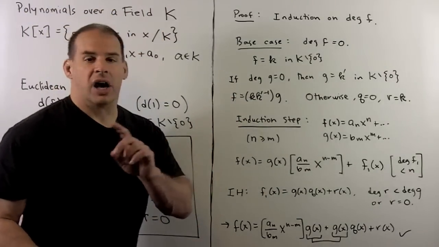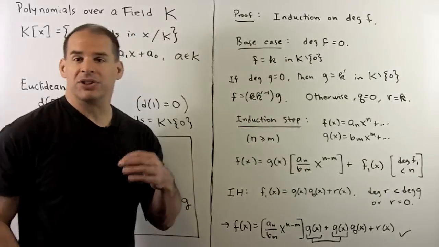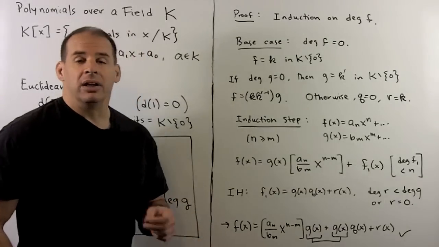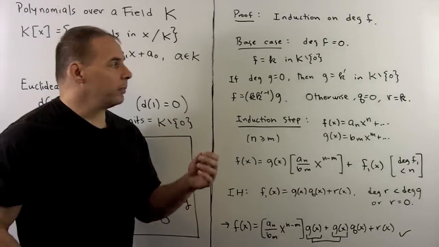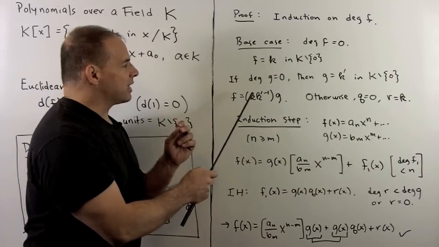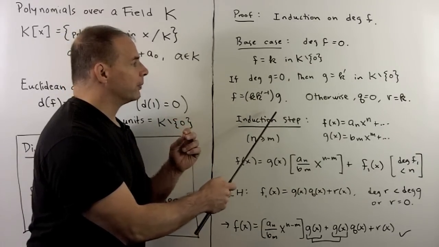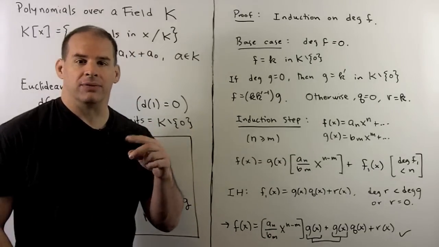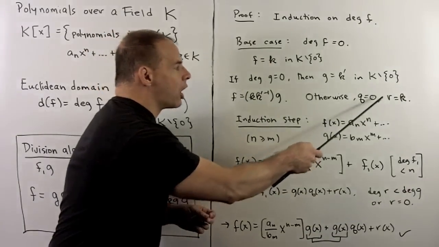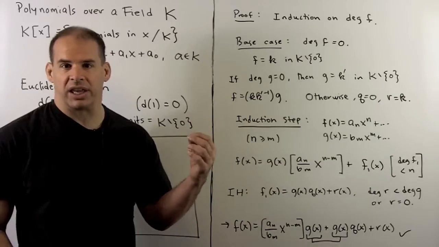We give our proof by induction on the degree of f. So if the degree of f is 0, then f is some non-zero constant k. Then we have two cases. If the degree of g is also 0, then it's some non-zero constant k'. And I can write f as k times k'-inverse times g. And then that's our equation. Otherwise, if g has positive degree, then I just let q be equal to 0 and r equal to k. Again, that gives our equation, and then that's our base case.